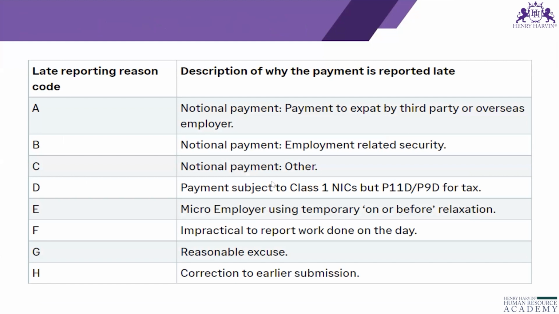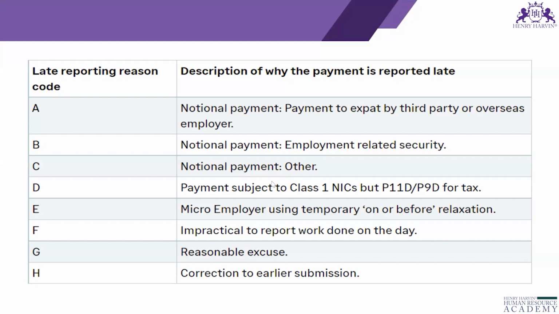A means notional payment to expat by third party or overseas employer. If you are making some payment to a third party or overseas employer, it may reach late. It is a big payment, because a notional payment is a big payment that you have made. That is the reason your FPS is also delayed, due to which you can select A as the reason. Now same goes with B, notional payment, employment related security.